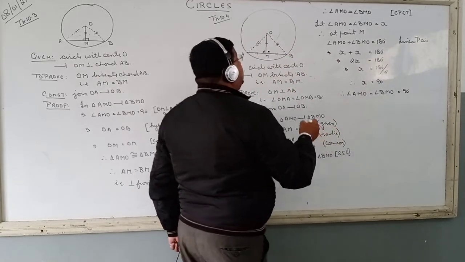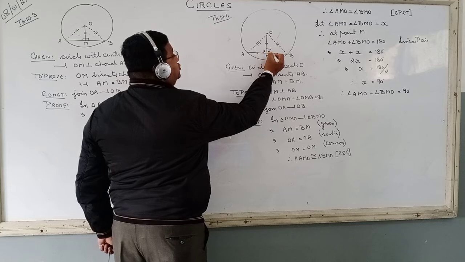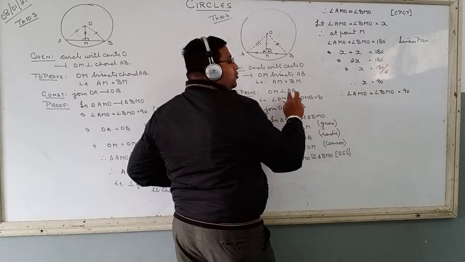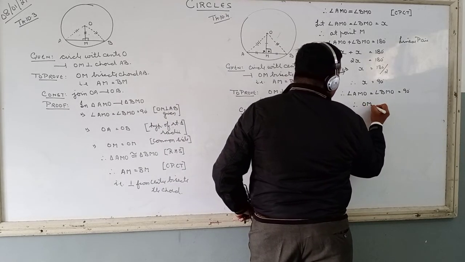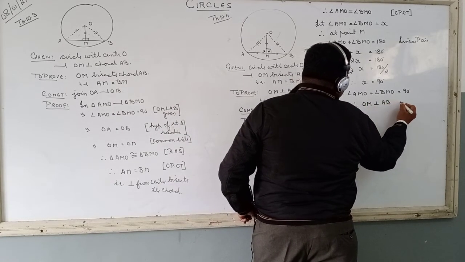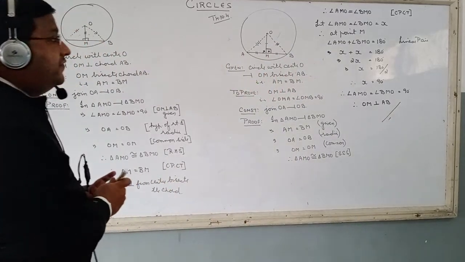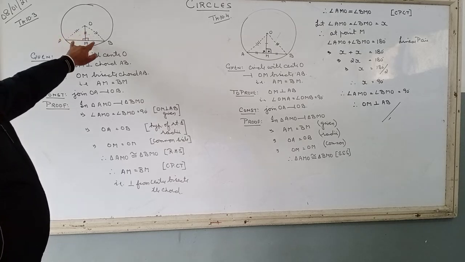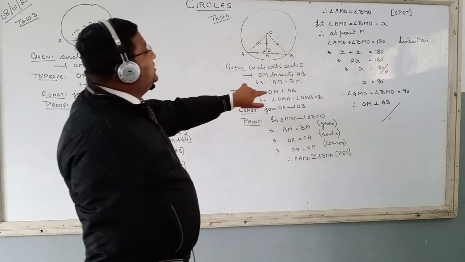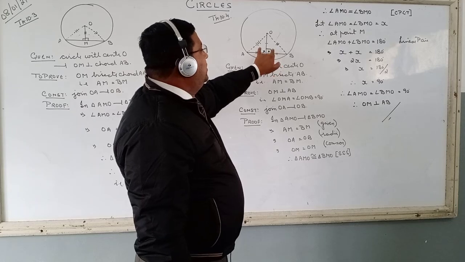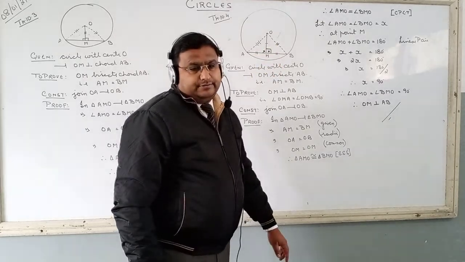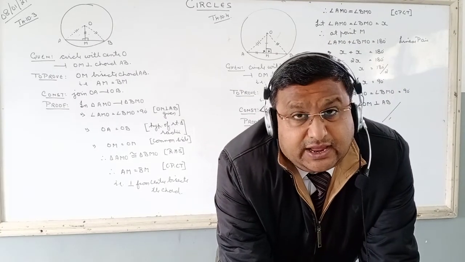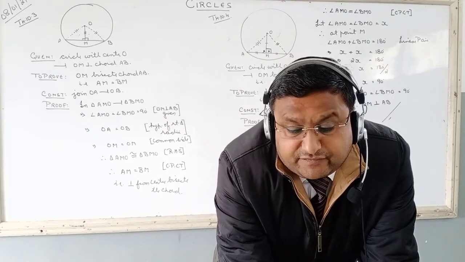What do we know? That means these angles are 90. So is this OM perpendicular on AB? That is what we have to prove. So therefore, OM is perpendicular on AB. These are converse of each other. Here he was telling you that OM was perpendicular, prove that the chord is bisected. Here he was telling you that since the chord is bisected, prove that the angles are perpendicular. Students, you are to be very careful in proving these theorems. They are very important.